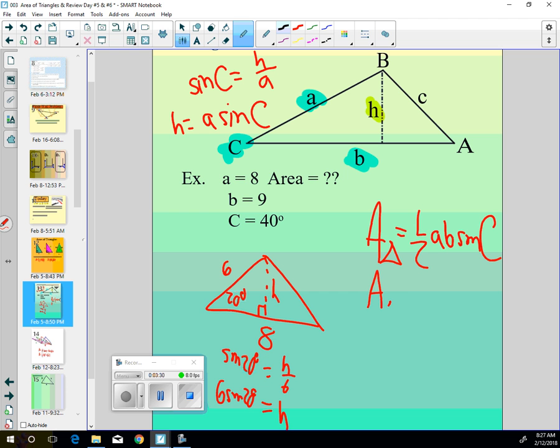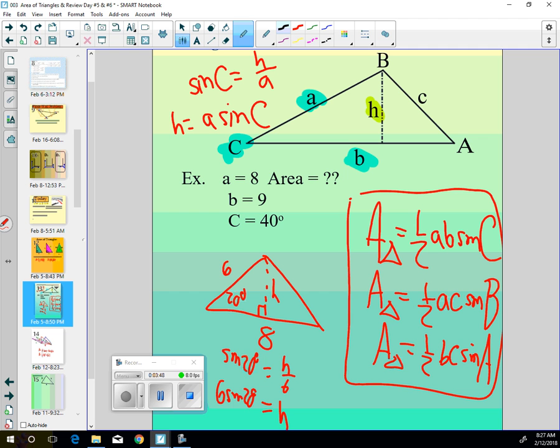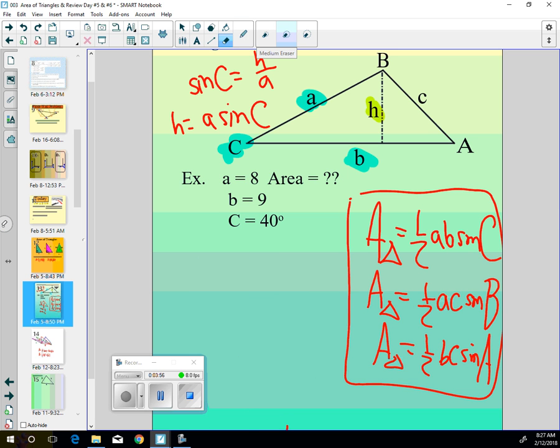We could come up with 2 more triangles where all 3 are represented. We could go 1/2 AC times the sine of what? B. And we could do 1/2 BC times the sine of A. And all these are used to find the area of a triangle where we don't know the height, we know a side angle sandwich. So for this triangle here, the area is going to be 1/2 AB sine of C.